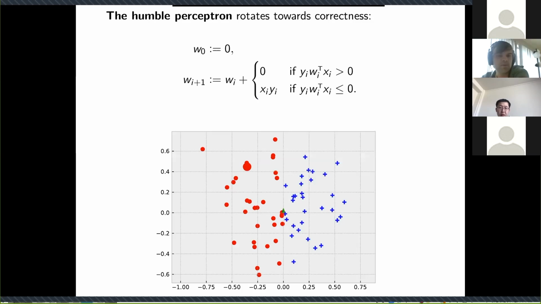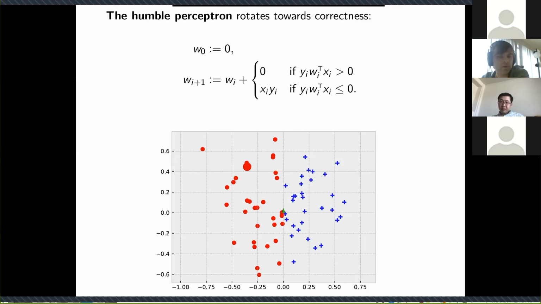So here's Rosenblatt's 1950s perceptron. Here's the algorithm. You start at 0. You have a linear predictor. You start at 0. And if your prediction is wrong, if you're on the wrong side of the hyperplane, then you rotate towards the data point if it has a positive label, opposite if it has a negative label. And if you're right, then you do nothing.